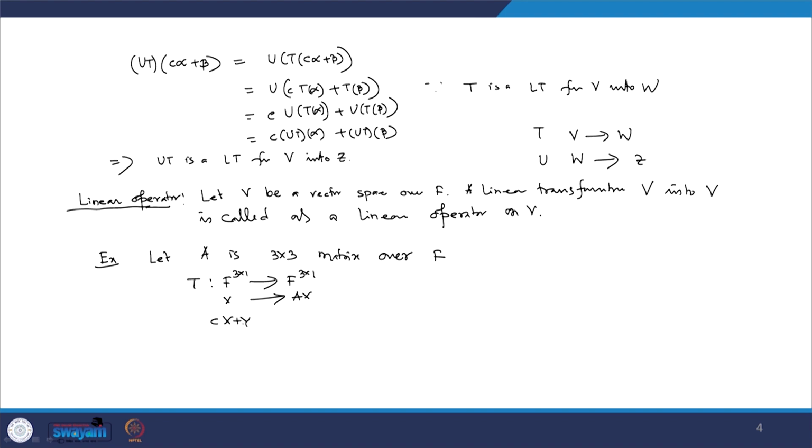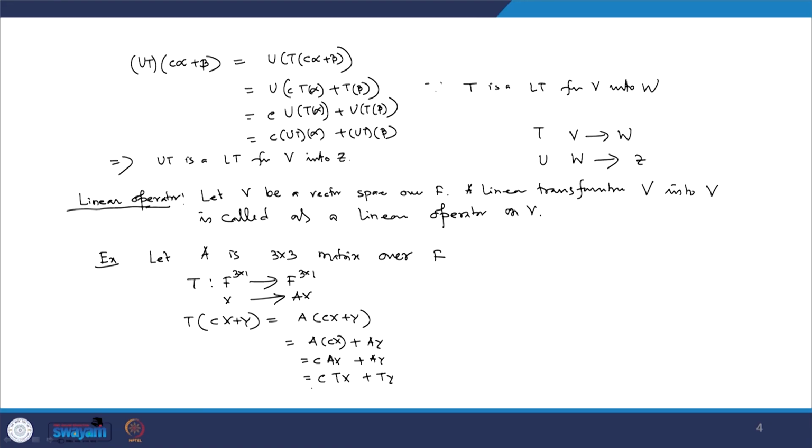So, we see that if I consider C times x plus y, when x and y belong to F 3 cross 1 and C is any constant over F, then T of C x plus y will be equal to A times C x plus y. So, this is equal to A operating on C x plus A y, which is equal to C times A x plus A y, because C is a constant. So, this is equal to C times T x plus T y. So, this implies T is a linear operator on F 3 cross 1.